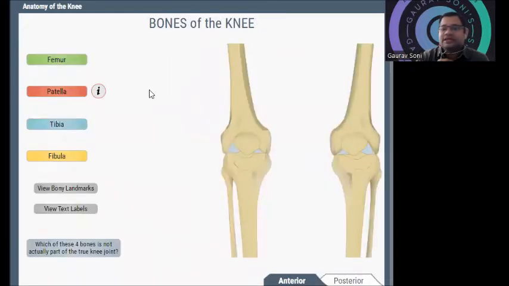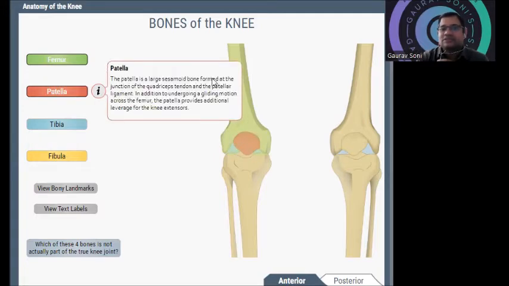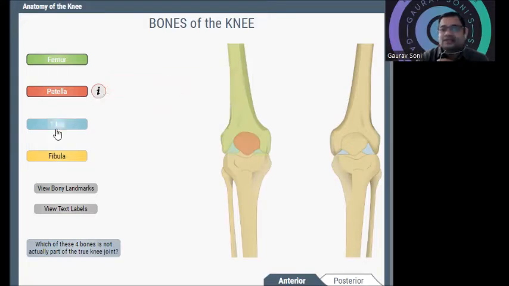In this diagrammatic representation, first of all in the anterior view, this green color bone is the femur, also called the thigh bone. Then there is the patella, which is a large sesamoid bone formed at the junction of the quadriceps tendon. Remember the names quadriceps tendon and patellar ligament. In addition to undergoing a gliding motion across the femur, the patella provides additional leverage for the knee extensors also. Then there is the tibia, directly taking part in the knee joint. You can see the fibula is just attached to the lateral side of the tibia and is just helping the joint, but not taking part directly.